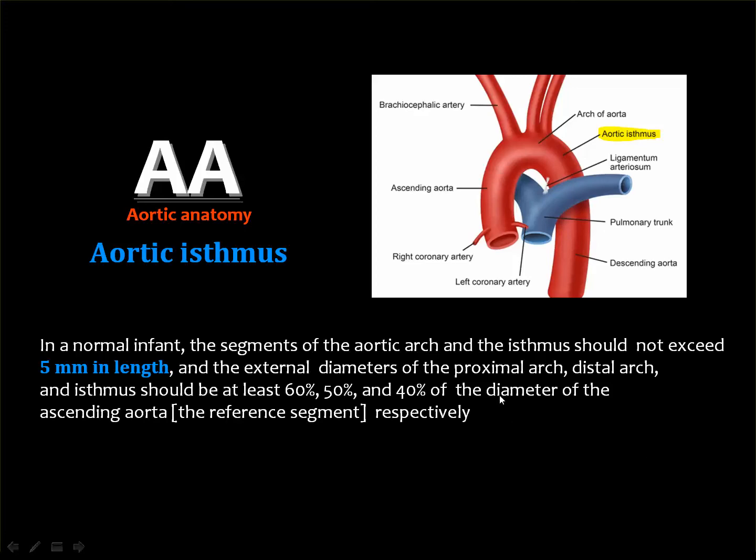Then, what about the aortic isthmus? You know that there is a small channel that connects the aorta to the pulmonary artery during the fetal life, which is known as the ductus arteriosus. The distance between the subclavian artery and the region of the ductus arteriosus is known as the aortic isthmus. And this aortic isthmus should not exceed 5 millimeter in length, because if it is more lengthy, then you may diagnose some of the lesions like hypoplasia of the aortic arch, as I will mention in a moment.